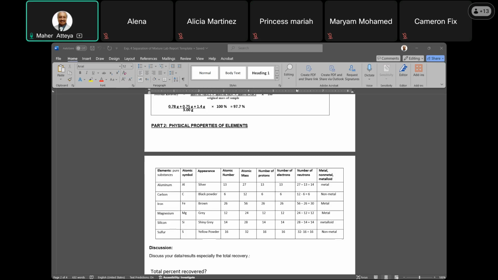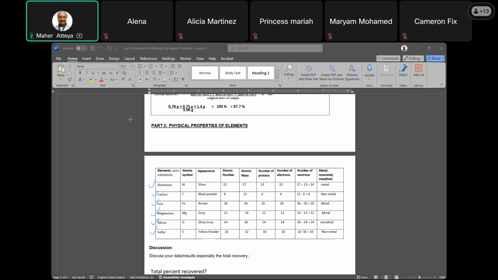Good. Now part two. In part two, you get vials. You get vial number 1, this is 2, this is 3, 4, 5, 6. Some of them look like hospital blood vials when they take your blood for testing in the lab. It's the same vials, but they put those elements inside. You have 6 vials, 6 elements, and they write the name of the element so you are not confused which is which. They give you aluminum, carbon, iron, magnesium, silicon, and sulfur.